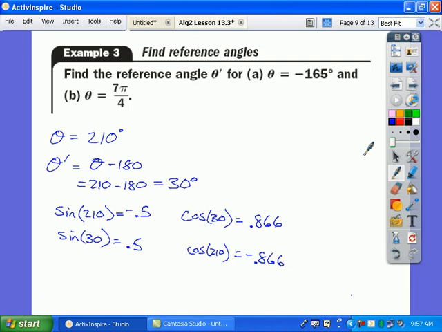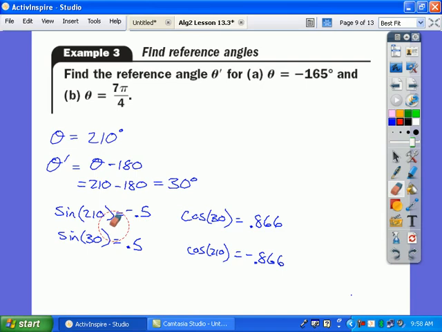Okay. All right, so that's the goal of this whole reference angle thing, is to get us two angles that behave the same way. Okay, so sine of 30 and sine of 210 behave the same way. All right, so let's go to the examples that they gave us now, and I'm going to erase a little bit just to make some space here.